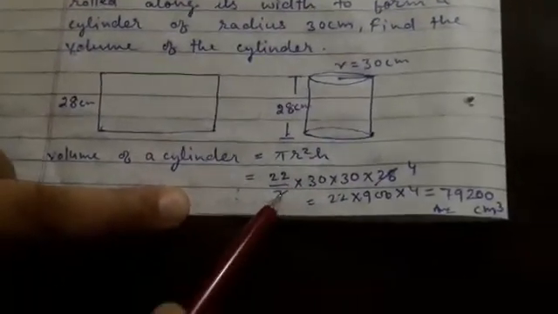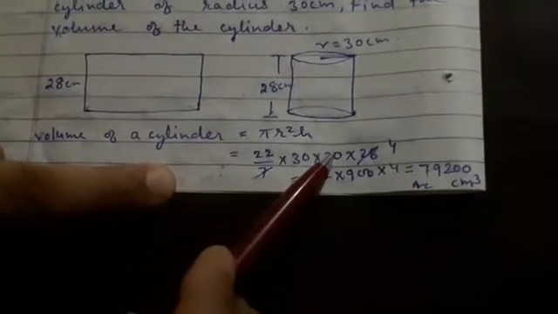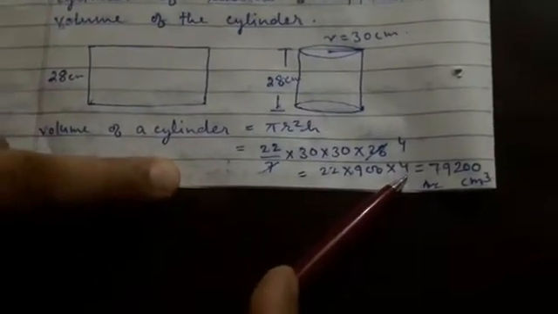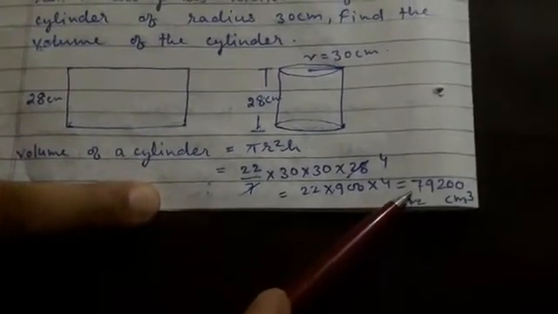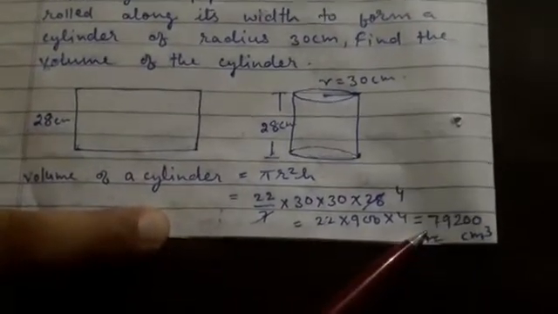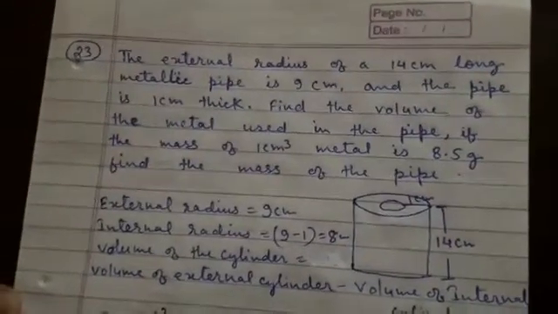So let us simplify this number. 7 4s are 28. Now 22 into 30 into 30, it is 900 into 4, which is equal to 79200. It means 79,200 centimeter cube will be our answer. Now we will see next question number 23.